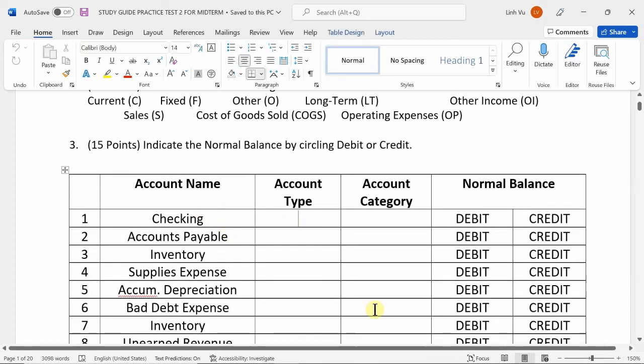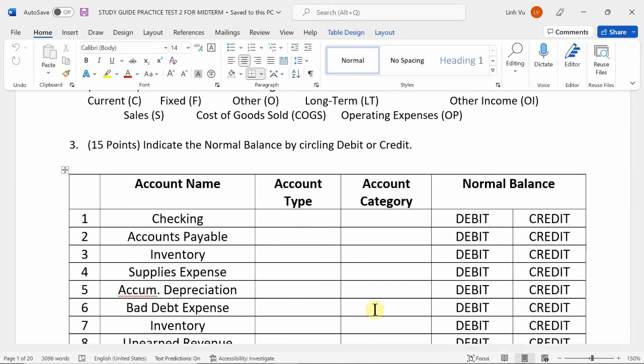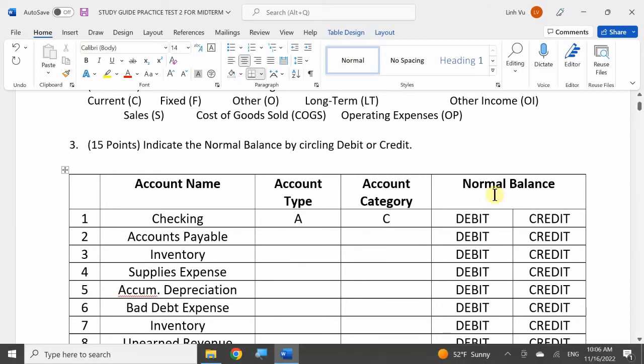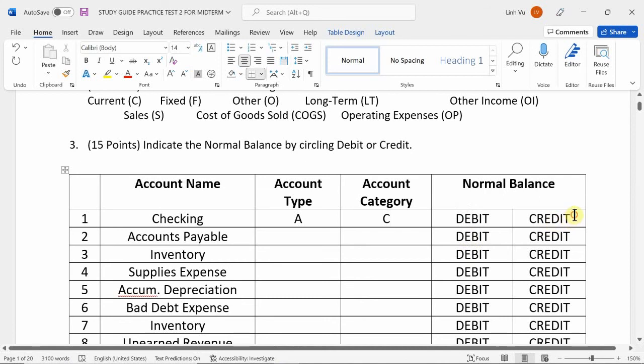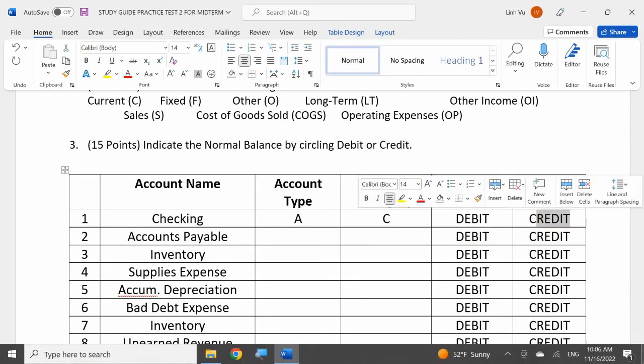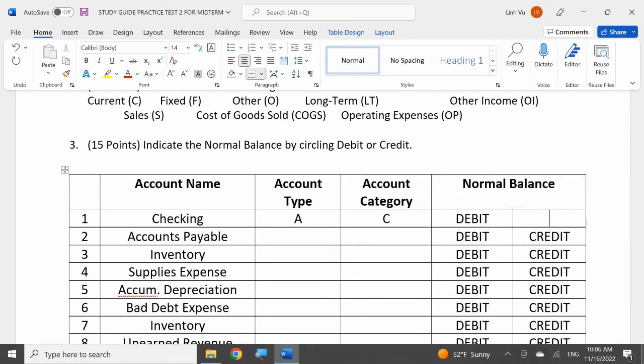Checking, right, is the money in your bank. You own the money in your bank, so it's an asset. And because the money in the bank is already readily available in cash form, it's already liquid, it's going to be a current asset. And you normally increase assets with a debit.